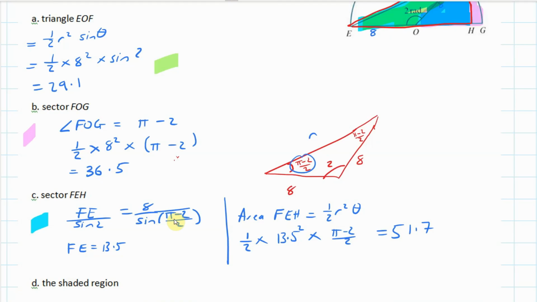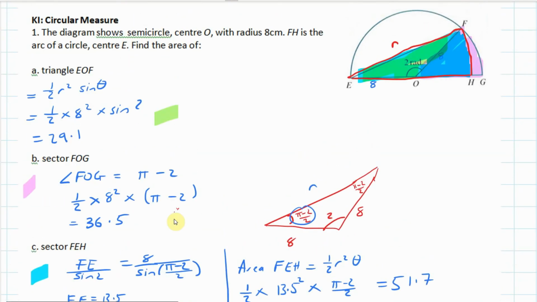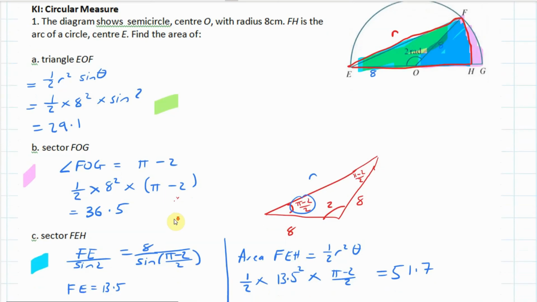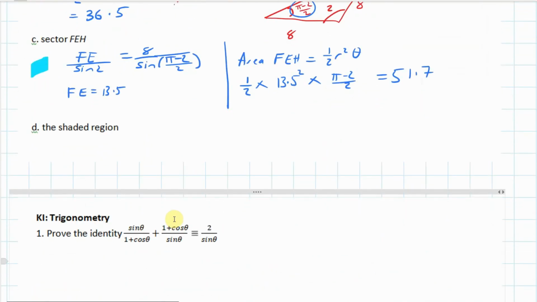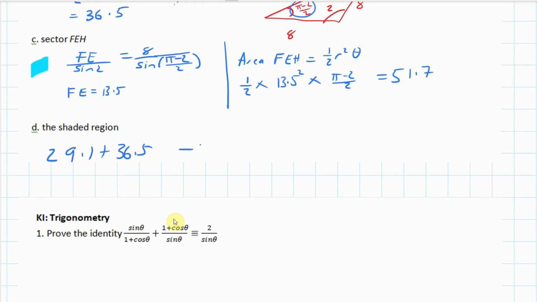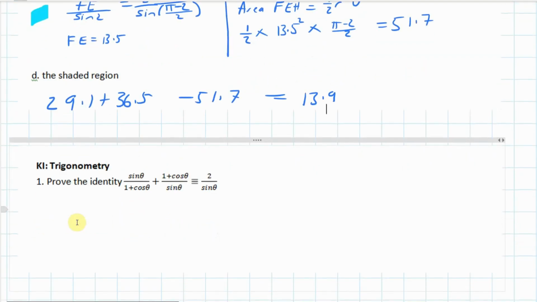Now we can work out the shaded region. Okay, so you can see that the bit we want is that pink bit. Now to get that, we can do pink plus green subtract blue. Can you see that? I hope you can see that from my diagram. Pink plus green, so 36 plus 29, take away 51.7. So that's what we're going to do. 29.1 plus 36.5 minus 51.7. What does this give me? This is giving me 13.9. Hope that makes sense, guys. It was a bit of a long-winded one.